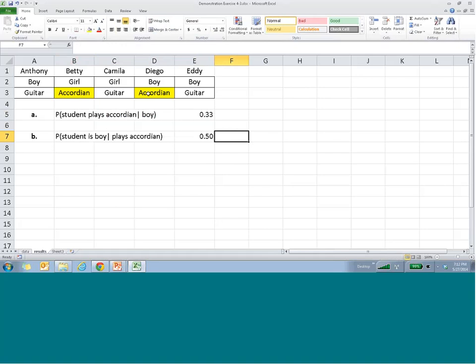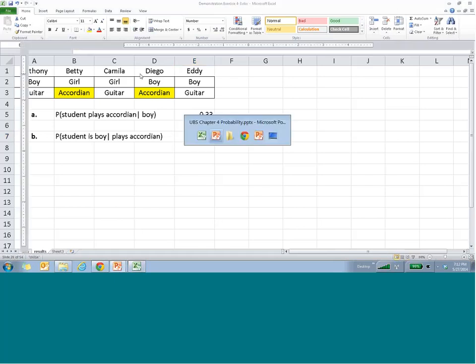So given this piece of information here, what is the probability that this piece of information here is correct? Is the way that that's read? What's the probability that this happens given that this is the case, or given that this has already happened? So in this case, I've got two accordion playing students. Given that it's an accordion playing student, what is the probability that that student is a boy? So one of my accordion playing students is a boy, so that gives me the one student out of two accordion playing students. Okay? Everybody clear on that?